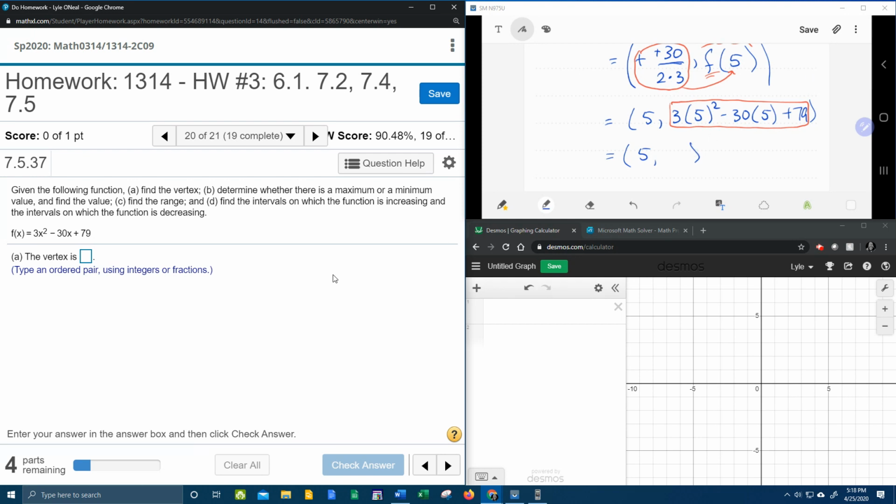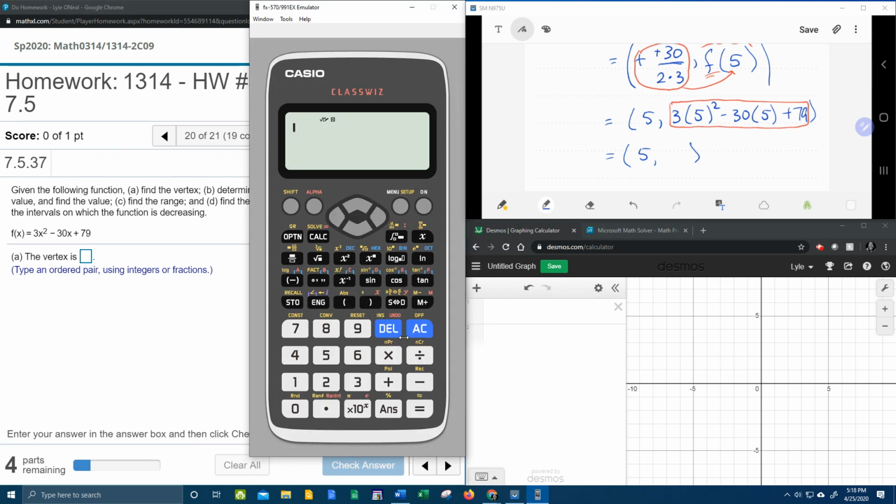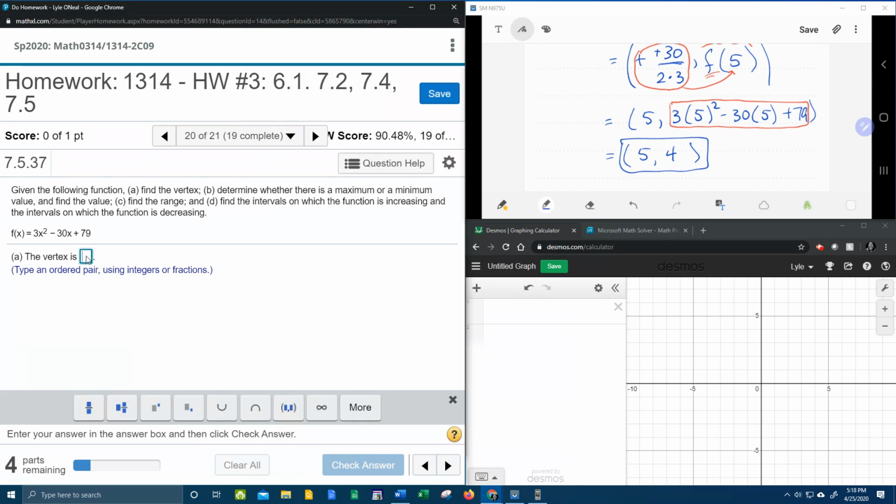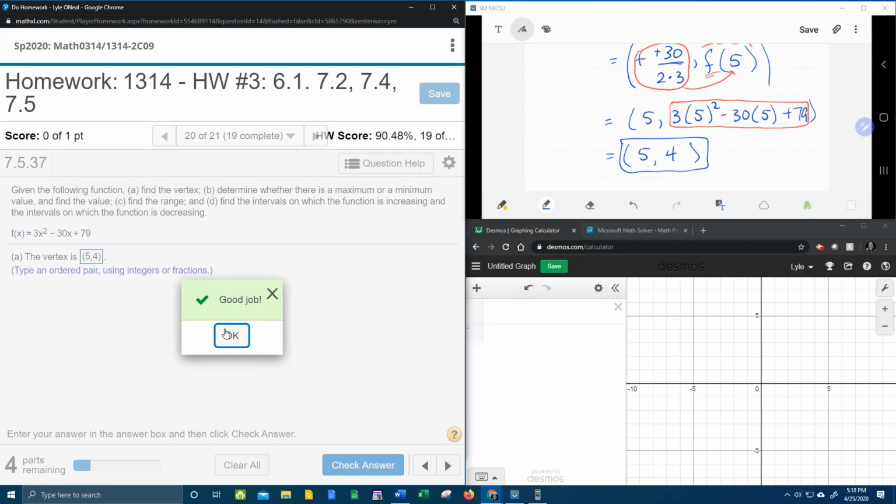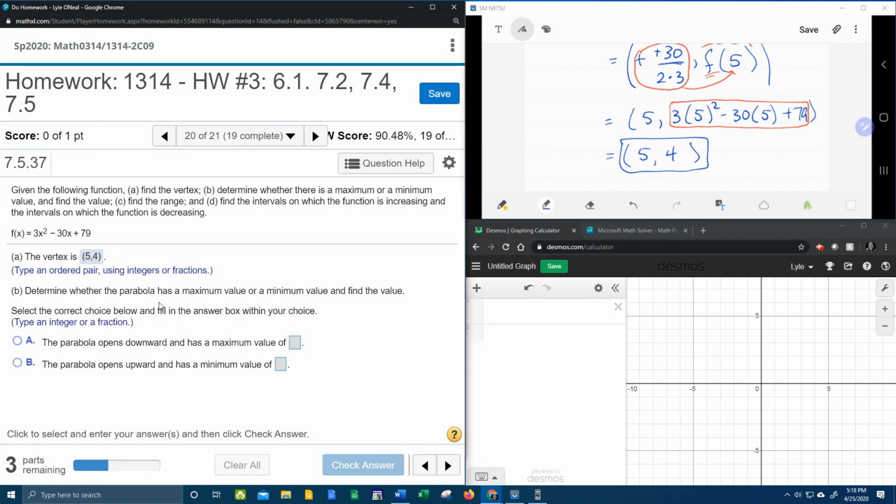And to do that, I'm going to pull up my handy dandy calculator and put that in. Okay, so that's 3 times 5 squared minus 30 times 5 plus 79. So that works out to be 4. There's the vertex. And if we come over here to our MyLab Math and put that in as an ordered pair, 5 comma 4. Bam, checks out.